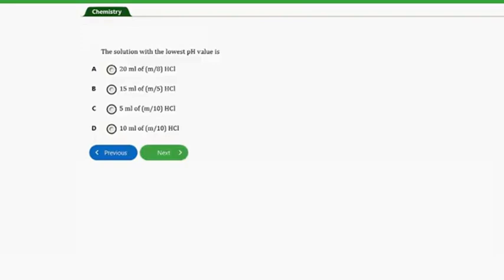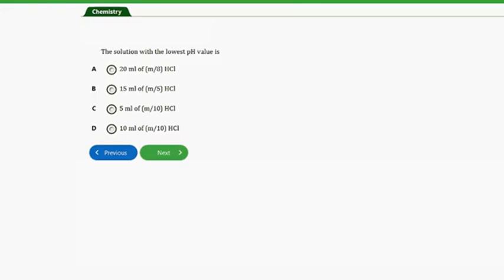So guys, the next question is question number 4, and it says the solution with the lowest pH value is A, 20 ml of M/8 HCl, B, 50 ml of M/5 HCl, C, 5 ml of M/10 HCl, and D, 10 ml of M/10 HCl.